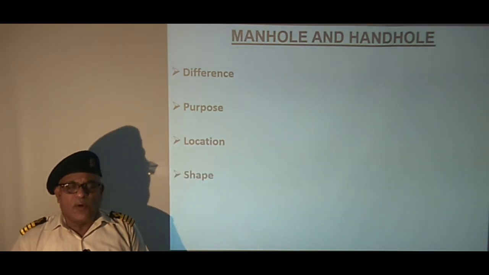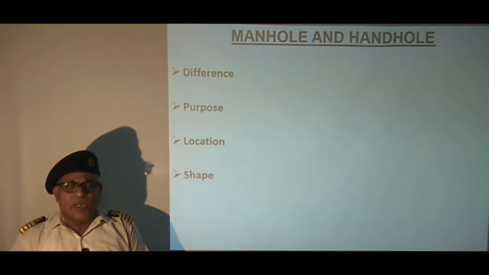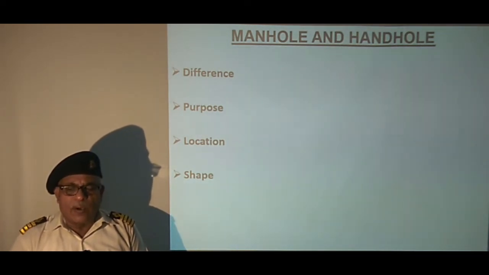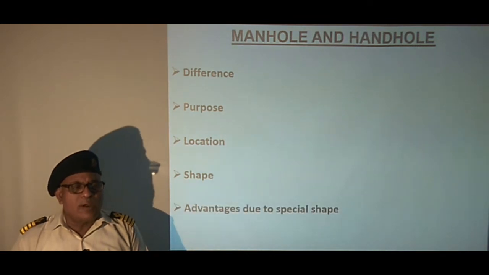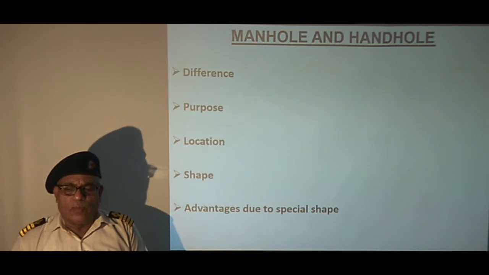Regarding the shape of these mountings, elliptical shape is preferred for manhole and handholes over circular shapes. Then we have advantages due to this special elliptical shape. Elliptical shape results in lesser loss of strength due to cutting of hole in the boiler drum due to its lesser area than circular one.